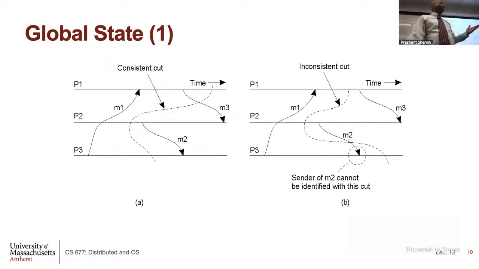So if you have perfect clock synchronization, this problem never arises. You are saving the state at the exact same time in real time. But clocks are not synchronized. You are slightly off. And if you do it this way, you have a problem. But in this case, you don't have a problem.